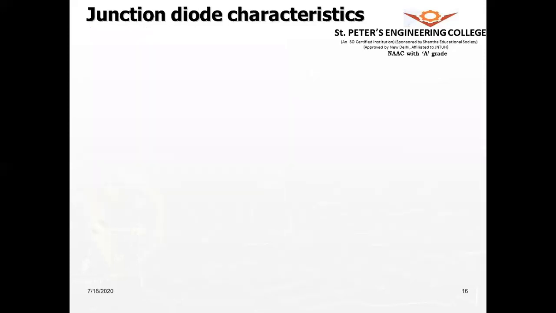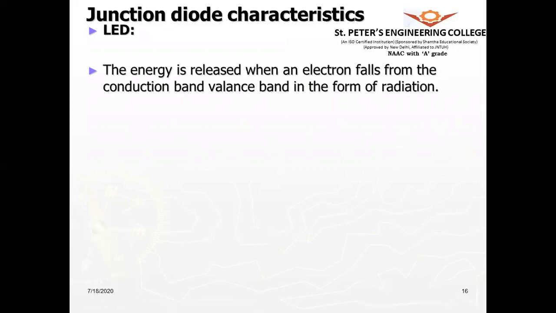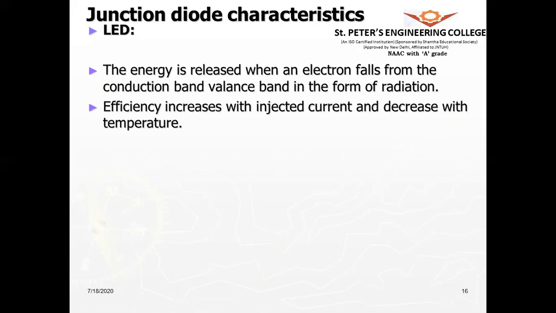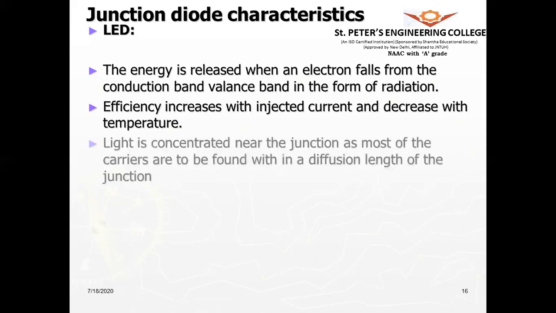It is used in many applications. And next is the LED. LED is the light emitting diode, and here the energy is released when an electron falls from the conduction band to the valence band, and this is what is used in the LED. So the efficiency increases with the injected current and decreases with temperature. The light is concentrated near the junction, as most of the carriers are found within the diffusion length of the junction.